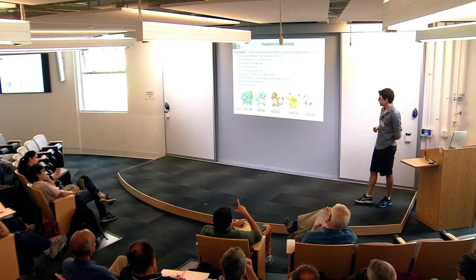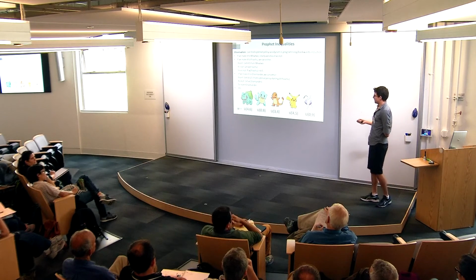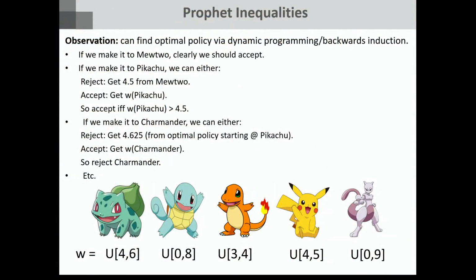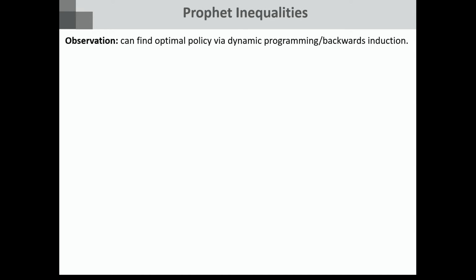Where did you get the 4.65? So this is conditioned on starting from Pikachu. If you run this policy, I'm just claiming it will happen to be 4.625. Okay, sorry, so let me go back.